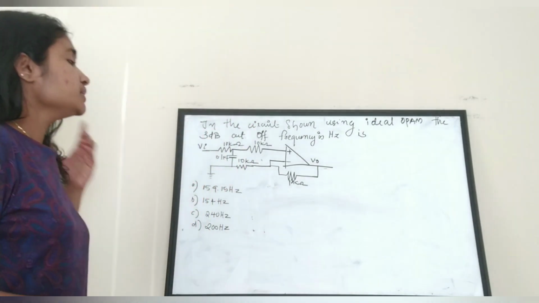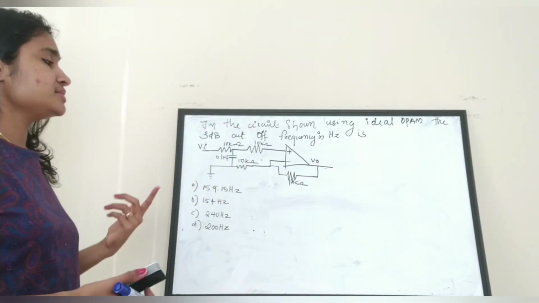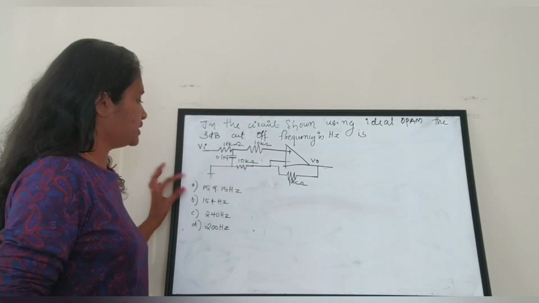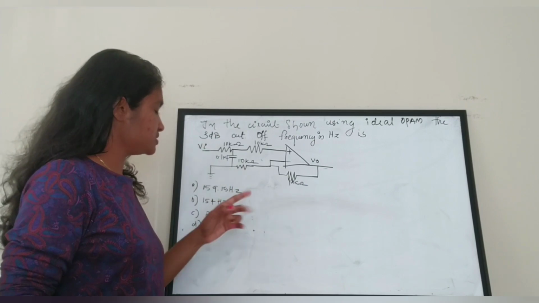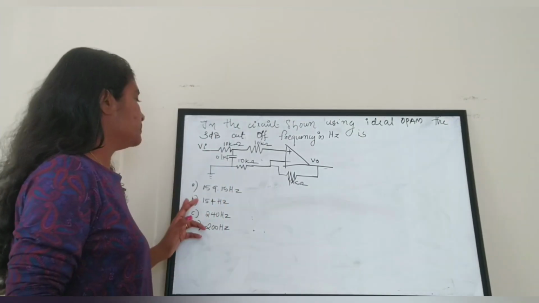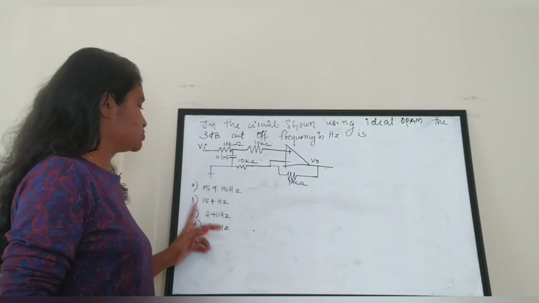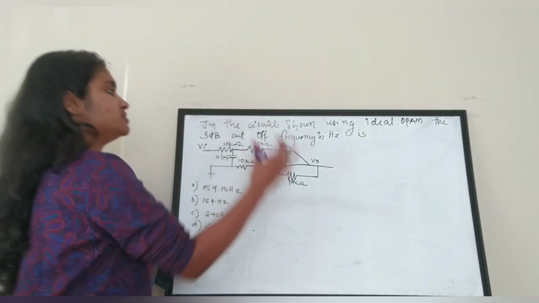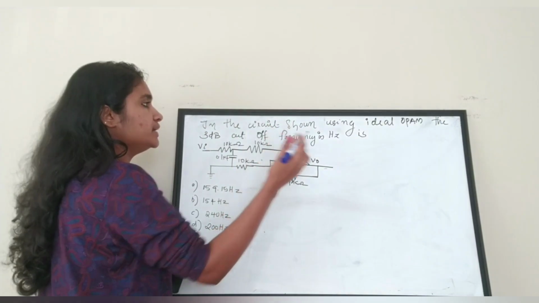The next question which we are going to discuss is this: in the circuit shown using an ideal op-amp, the 3 dB cutoff frequency in Hertz is dash. So this is a circuit, and the options given are: option A, 159.15 Hertz. So the value should be in Hertz. B, 154 Hertz. C, 240 Hertz. Option D, 200 Hertz. So if you examine this circuit, this is an ideal op-amp circuit.